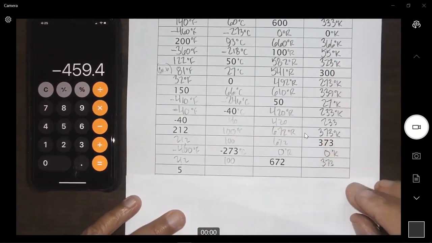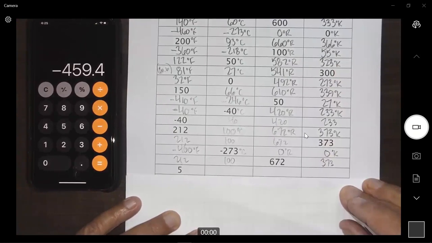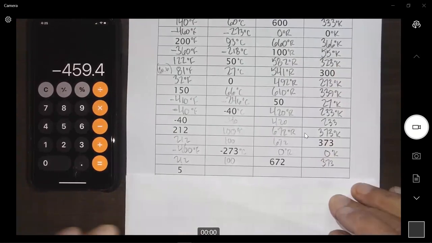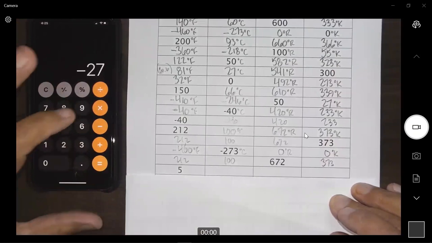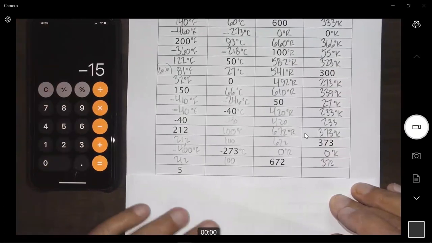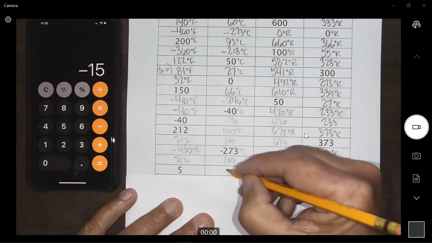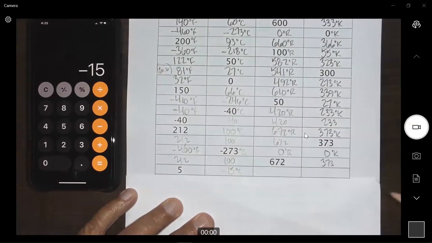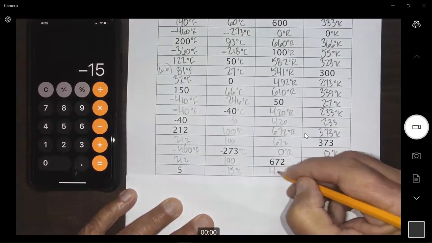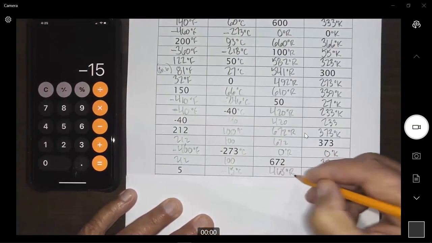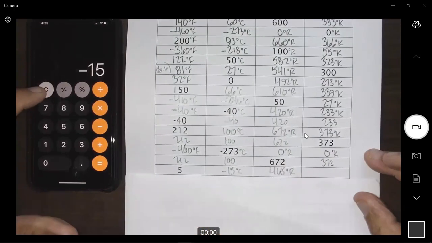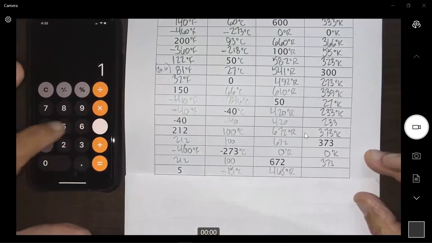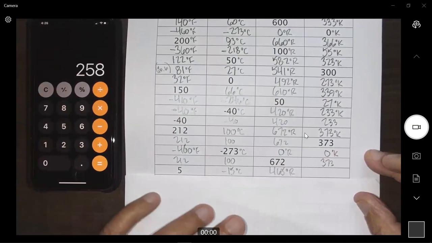Five Fahrenheit. Celsius. Fahrenheit minus 32 divided by 1.8. 5 minus 32 divided by 1.8. Minus 15. Fahrenheit to Rankine plus 460. 465. Celsius to Kelvin plus 273. I'll do it on the calculator. Minus 15 plus 273, 258.